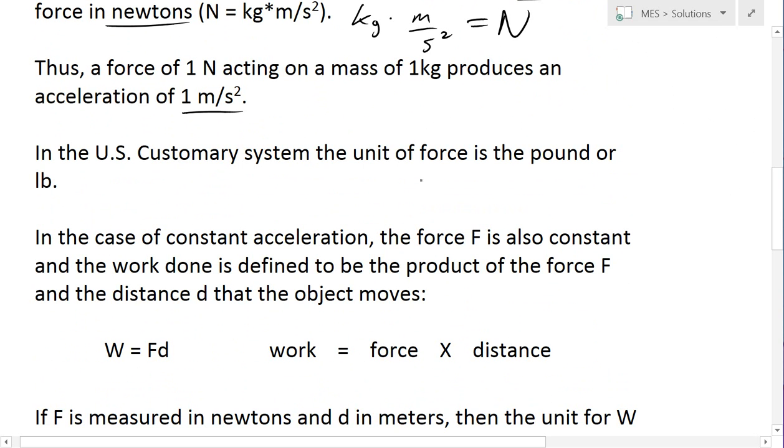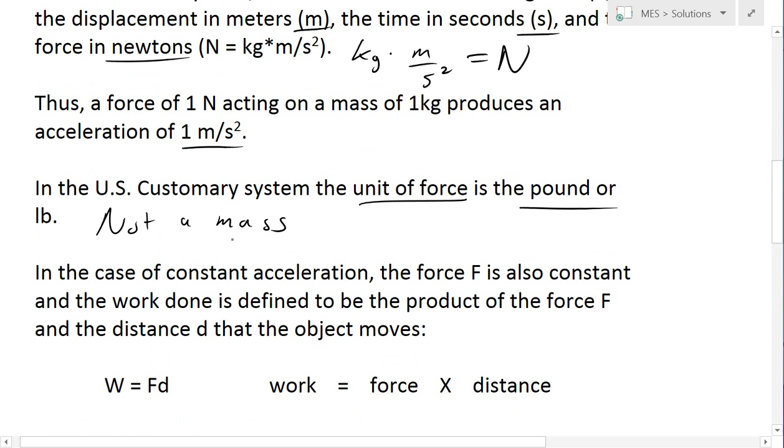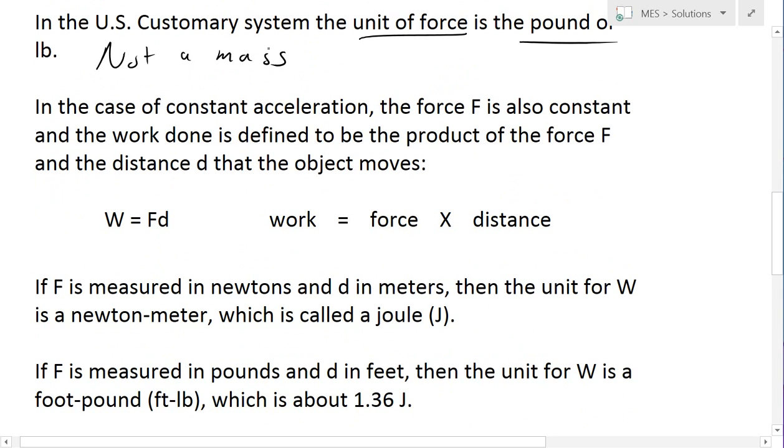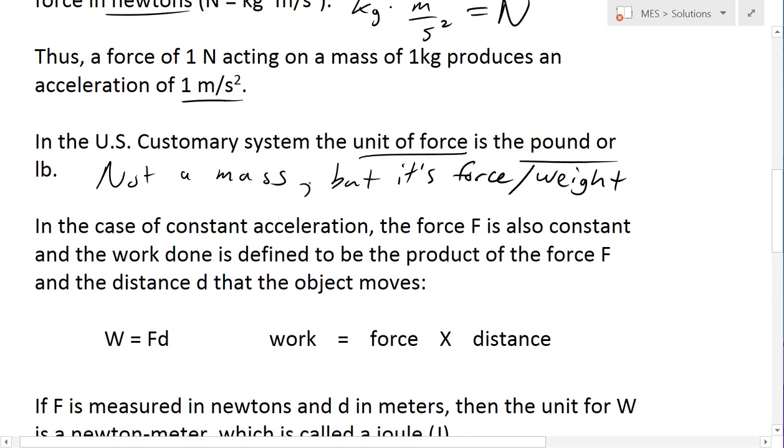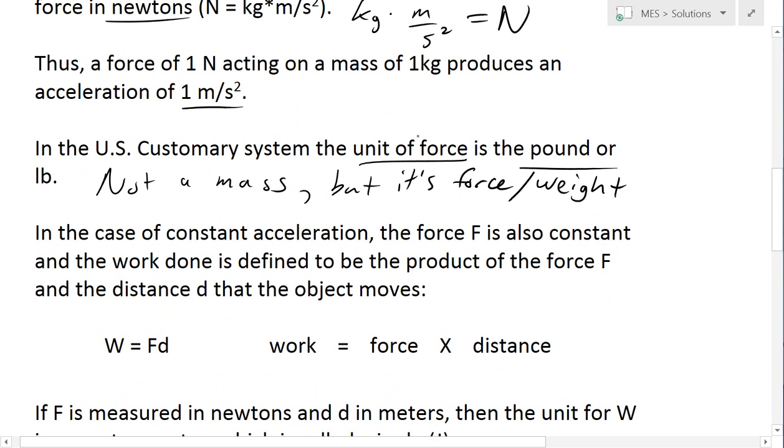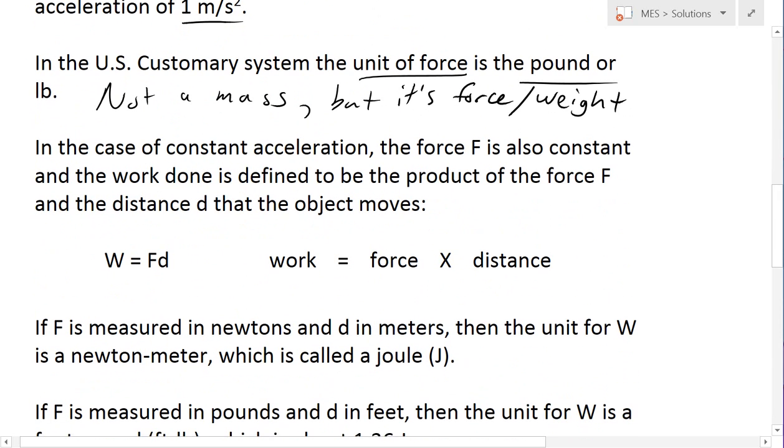And in the US Customary system, the unit of force is the pound, or lb. This is a unit of force, so it's not a mass. If anyone asks what's your mass, technically it's not going to be in pounds. That's going to be a force. It's not a mass, it's a weight. When someone says how much you weigh, it usually means your weight, which is a force. So in this case, kilograms might not be that technically accurate.